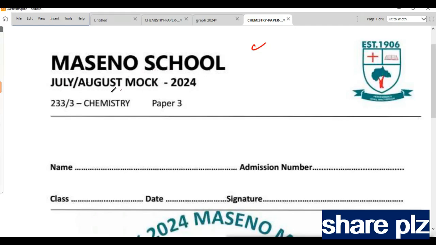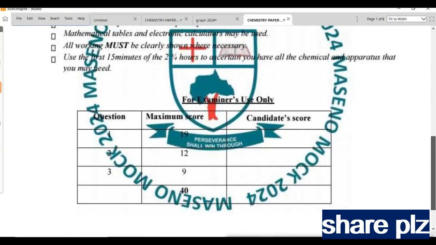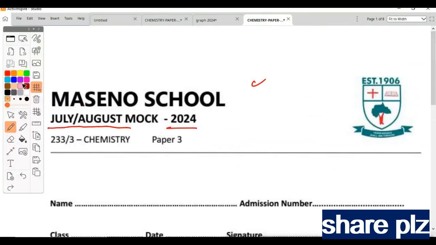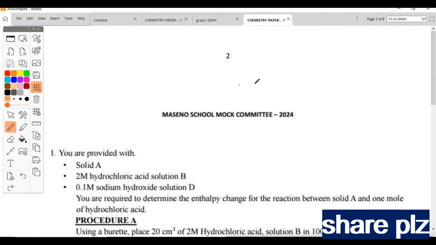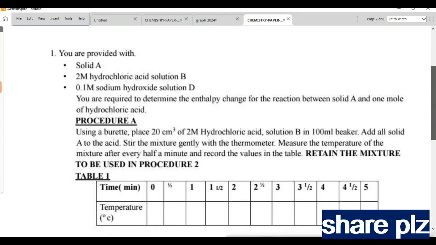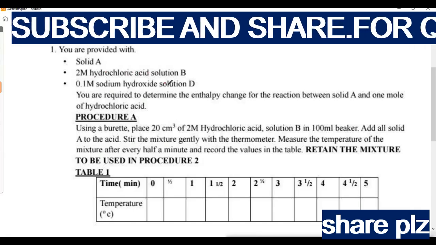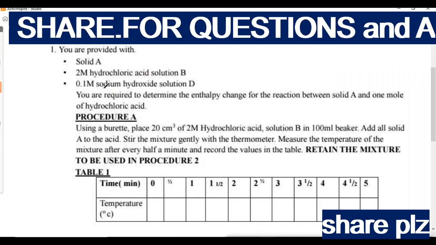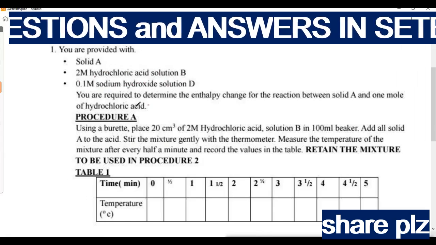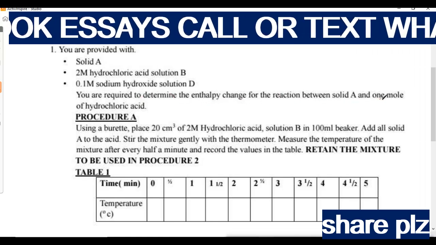Maseno School, July-August mock 2024, Chemistry Paper 3. You are provided with solid A, 2 molar hydrochloric acid solution B, and 0.1 molar sodium hydroxide solution D. You are required to determine the enthalpy change for the reaction between solid A and 1 mole of hydrochloric acid.